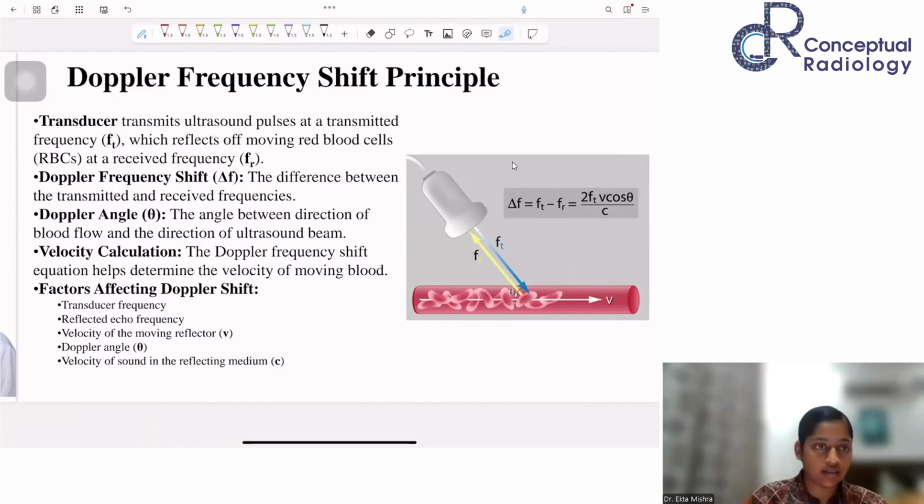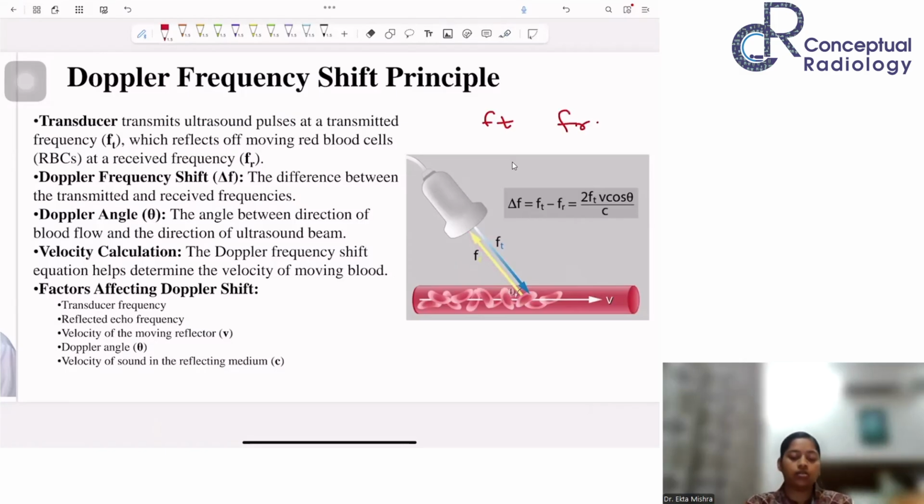So this is our ultrasound probe, right? So this ultrasound probe is going to transmit the pulse, the frequency, which is the transmitted frequency, which will hit the RBCs and get reflected back to the transducer for further processing. So the frequency that is being transmitted is FT and the received frequency is FR.